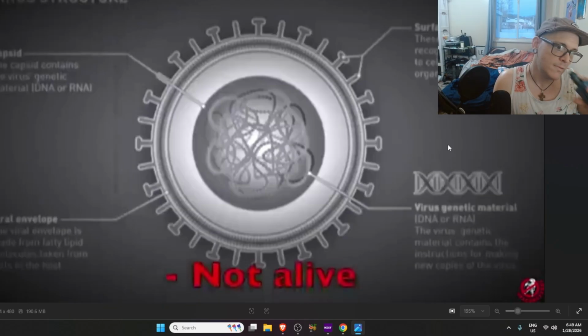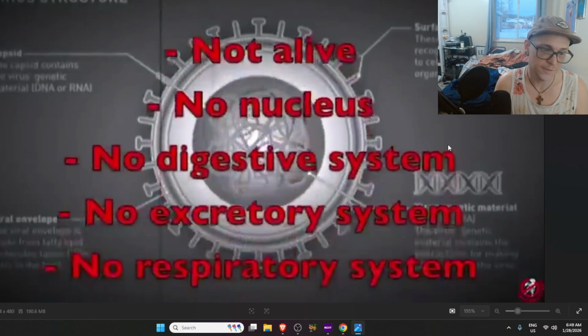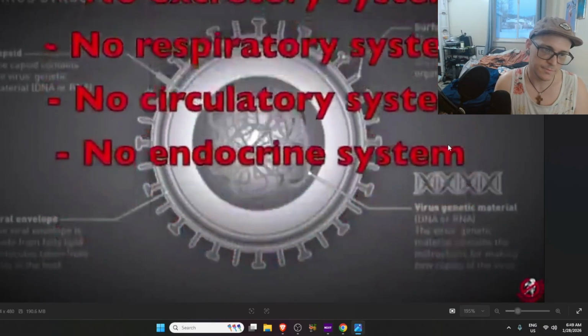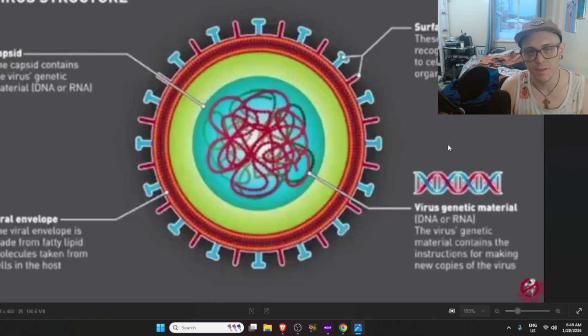It is not alive. It has no nucleus, no digestive system, no excretory system, no respiratory system, no circulatory system, no endocrine system, just genetic material wrapped in a ball of fat and protein.